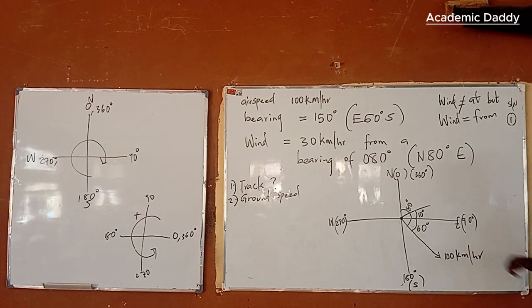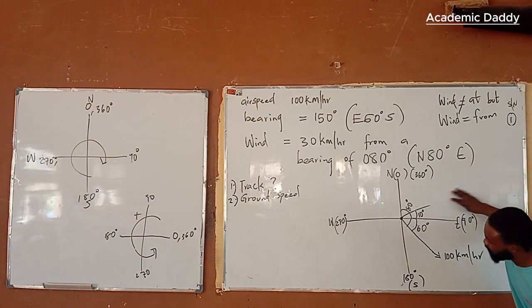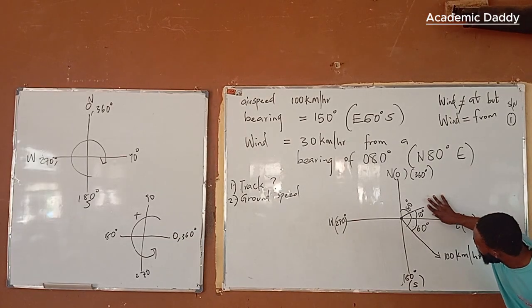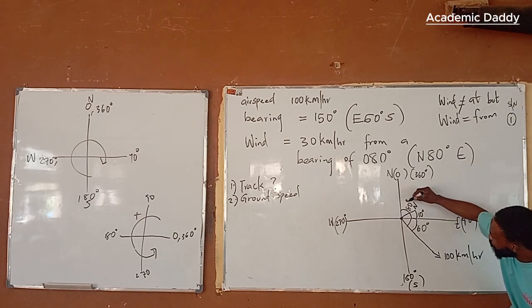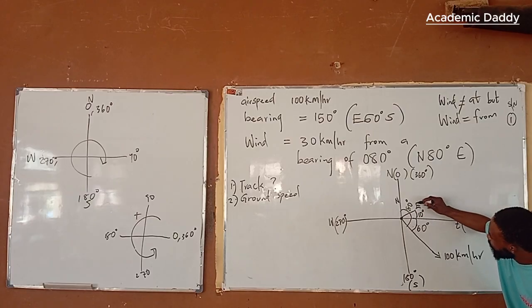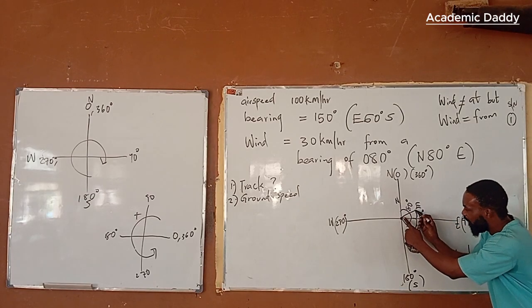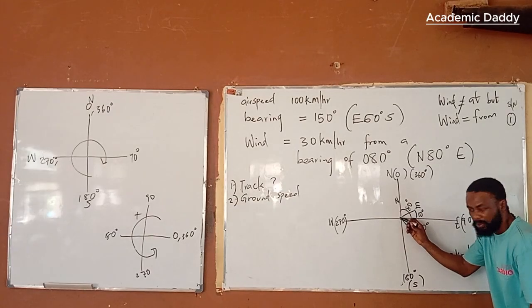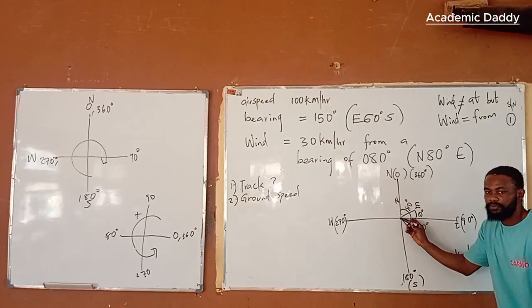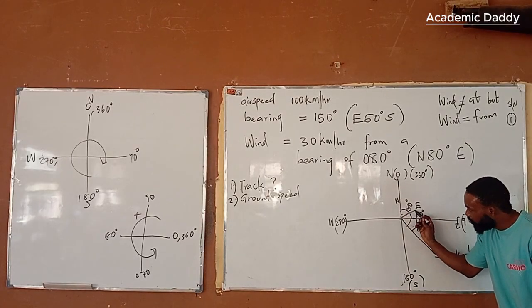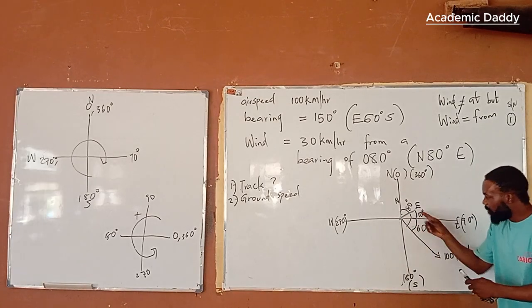What we are saying is that this wind does not actually move out this way. Rather, it is coming from this position. That is from north, 80 degrees east. It is coming from this angle. The angle is where it's coming from. As it's coming from this angle, where is it going to move to? This is the angle it's coming from. This is the wind. It's coming from here.